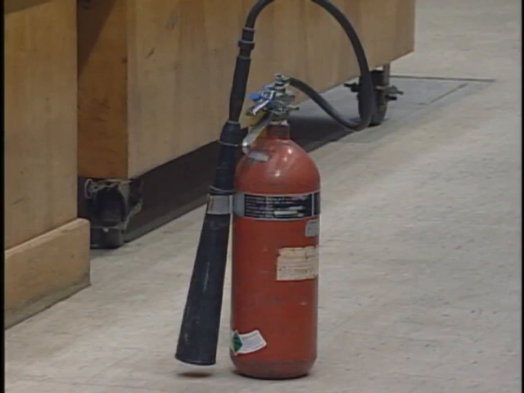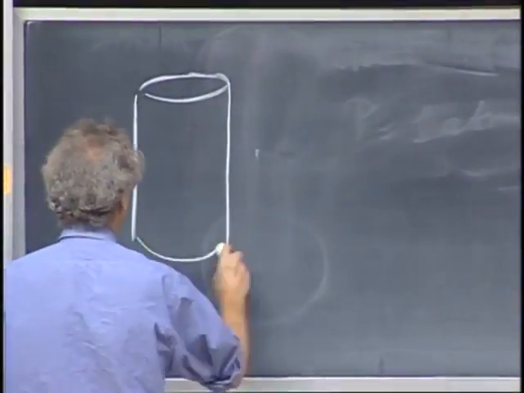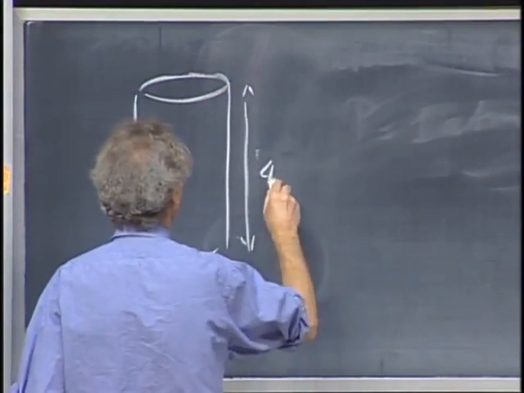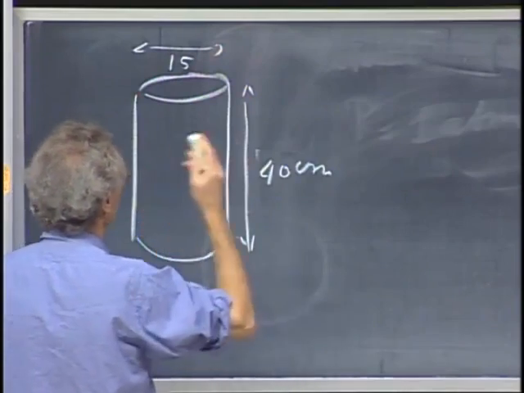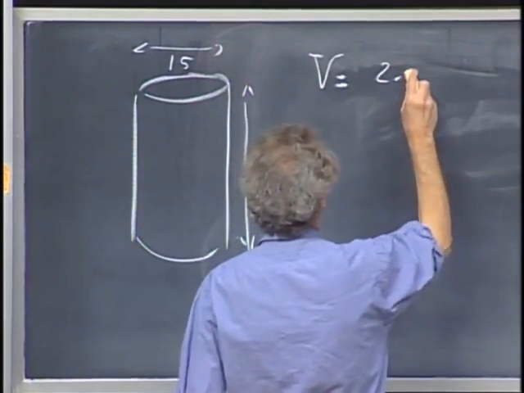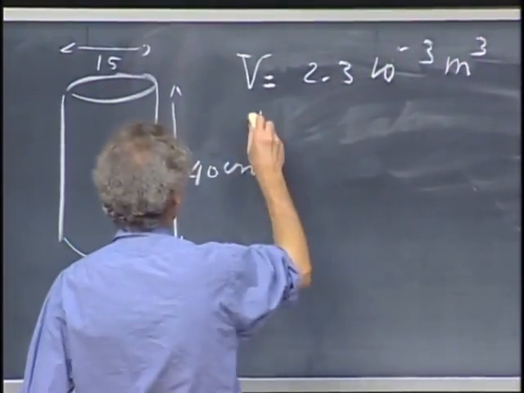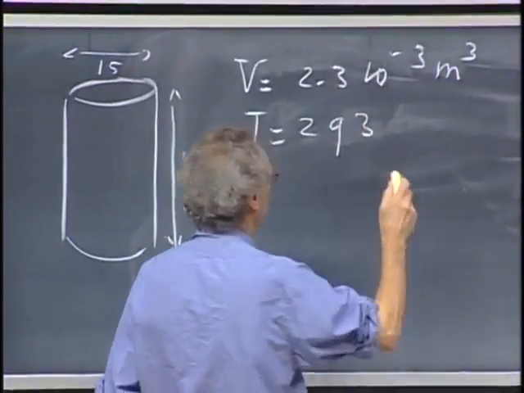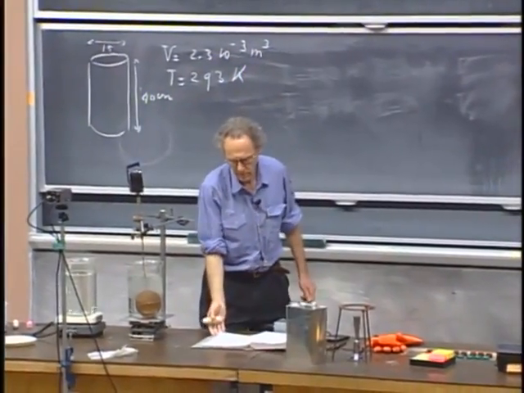So I measured the volume of that tank. It's about 40 centimeters high, and it has a diameter of about 15 centimeters. So it's a cylinder. This is about 40 centimeters, and this is about 15 centimeters. So the volume, easy to calculate, 2.3 times 10 to the minus 3 cubic meters. It's clear that it is at room temperature. That's non-negotiable, so that's about 293 degrees Kelvin, the same temperature that we are at.